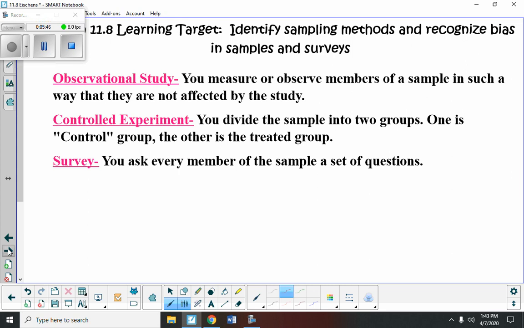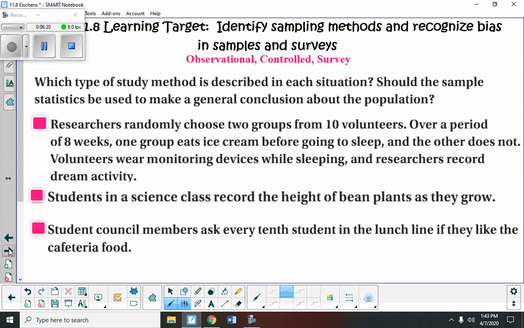All right, next we're going to be looking at data that comes from studies. And there are three different types of studies we're going to look at. First is an observational study, and that is when you measure or observe members of a sample in such a way that they're not affected by the study. So you're just observing a situation. Then we have a controlled experiment, and that is where you divide the sample into two groups, your control group and then your treated group. And then next would be the survey, and there you just ask every member of the sample a set of questions. So which type of study method is described in each situation, and should the statistics be used to make a general conclusion about the population?